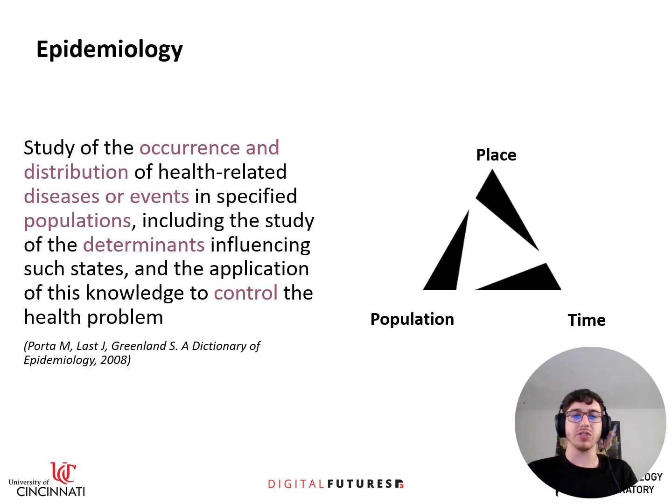Three main variables need to be analyzed in order to make inferences about the nature of a health-related disease or event. Which population is being affected? Does the event exhibit any temporal trends? And does the event exhibit any spatial trends?